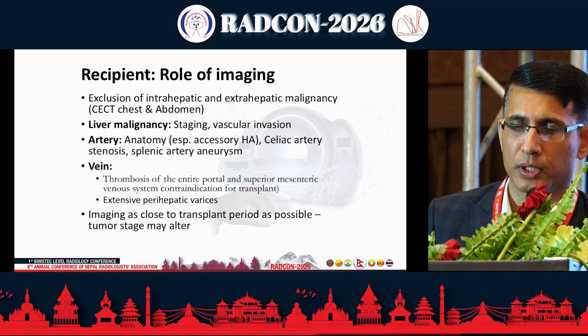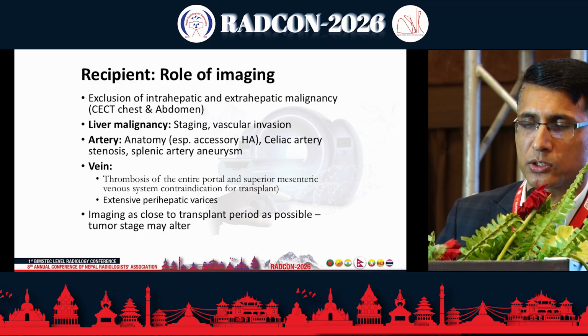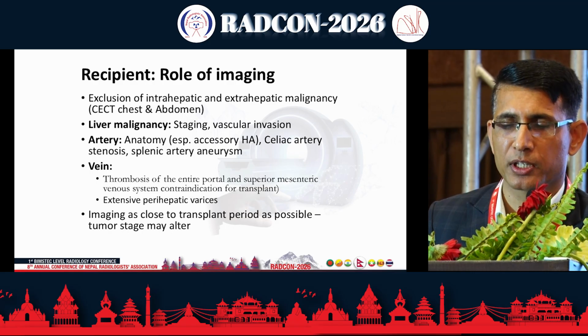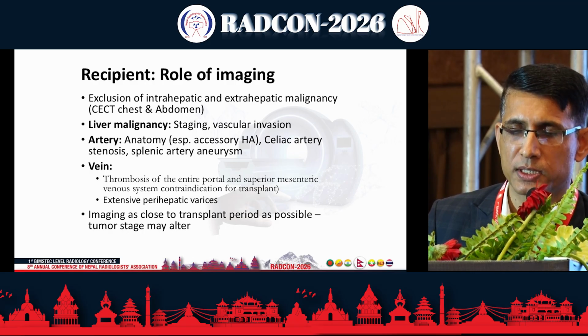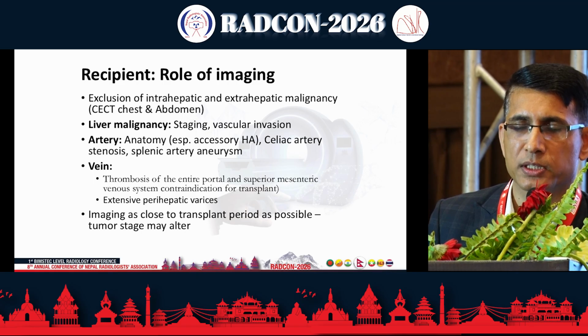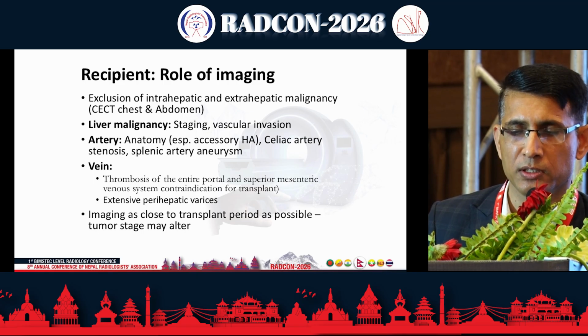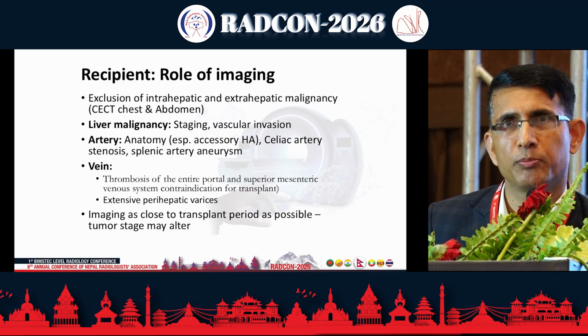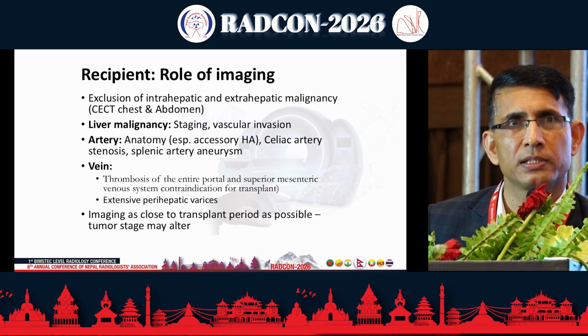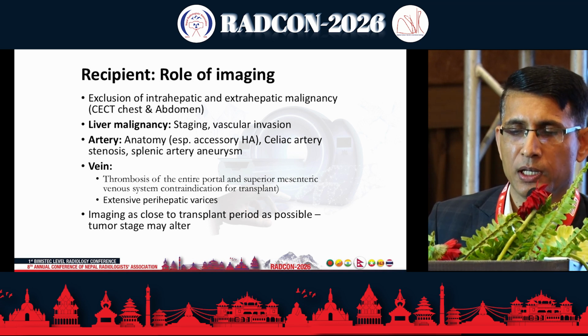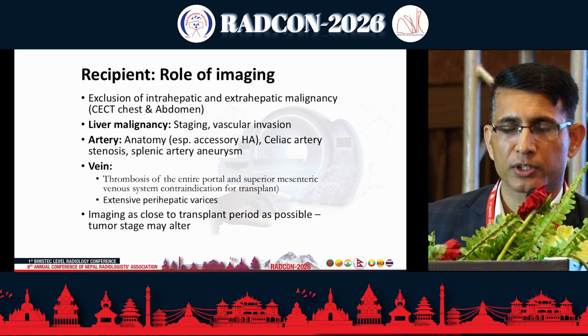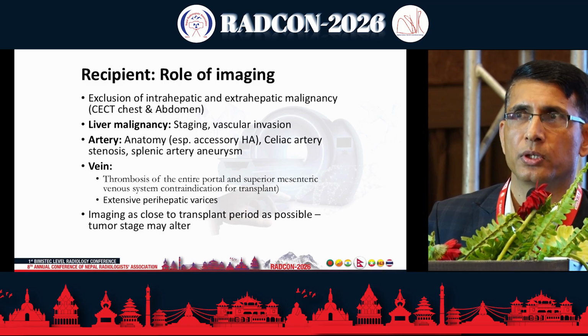The role of imaging for the recipient is to exclude intrahepatic and extrahepatic malignancies, that is, advanced malignancies. In case of liver malignancy, we have to stage them. We have to rule out significant vascular invasion. Arterial anatomy is important. If there is an accessory artery, then that has to be ligated separately. Venous anatomy is very important. Portal vein thrombosis we should exclude.